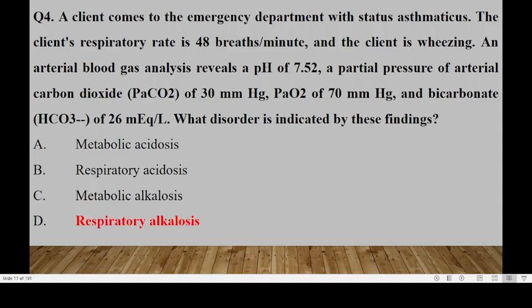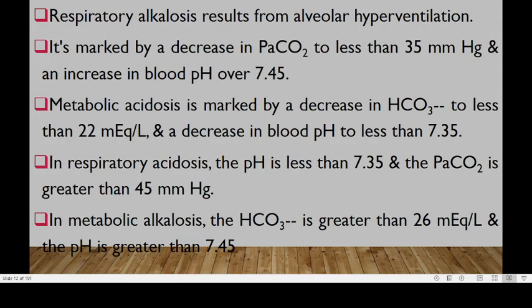All right. We have here respiratory alkalosis. You can look at the pH, it is above 7.45, so it's a base. The partial pressure of carbon dioxide is 30, which is below 35, which is also a base. So the problem is emanating from the lungs. Remember, respiratory alkalosis normally results from alveolar hyperventilation, and it's marked by a decrease in partial pressure of carbon dioxide to less than 35 millimeters of mercury and an increase in blood pH of over 7.45.